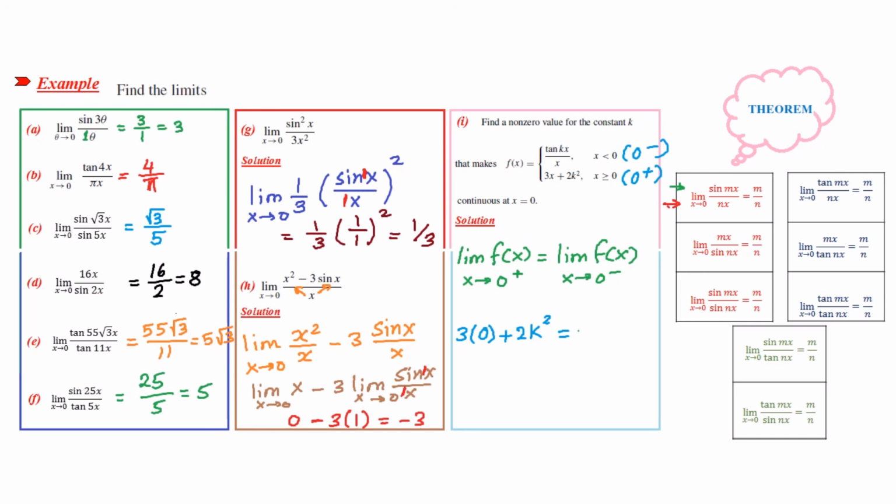And the limit from the left is the limit of tan kx divided by x when x goes to 0. Now 3 times 0 is 0, plus 2k squared is 2k squared, equals the limit of tan kx divided by x. It is exactly the first rule here. So you have to take the coefficient of x up divided by the coefficient of x down. So we have k over 1, which is equal to k.